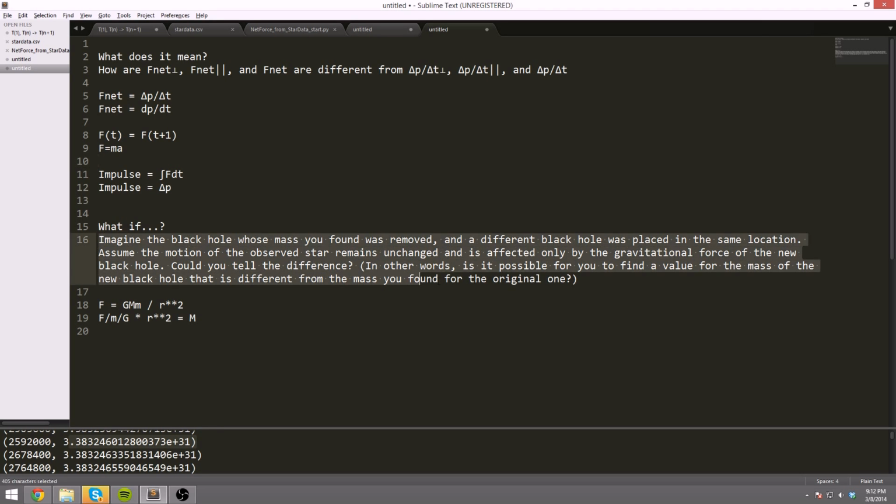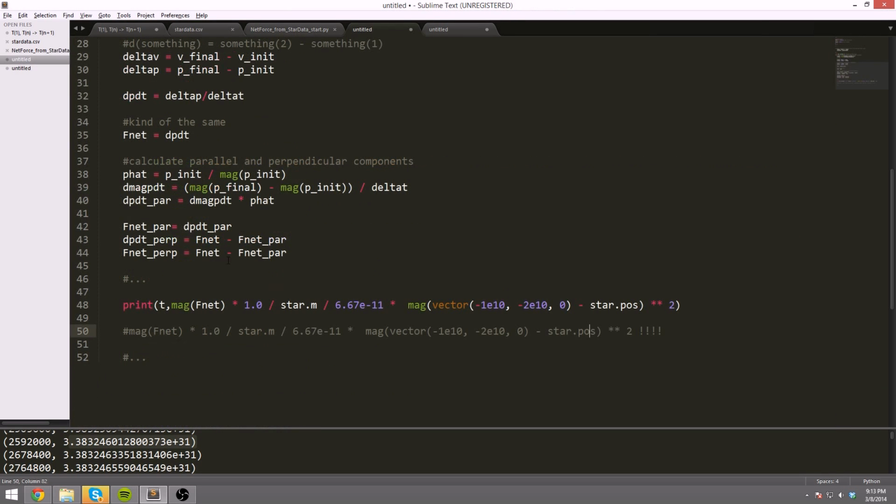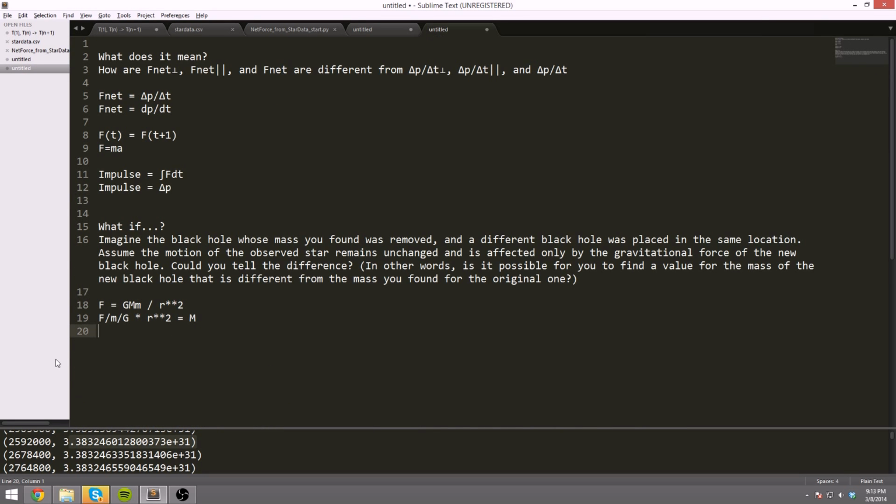So then, what if we replaced the black hole we had with a different one, and all of our data stayed the same? Could we tell that the black hole was different? And the answer is the black hole wouldn't be any different, and here's why. Essentially, you have this equation, and you know that F, m, and r squared are going to be the same because the star data doesn't change, and all of this code, therefore, given the same input, will give the same output. So we'll get that F, m, and r squared are the same.